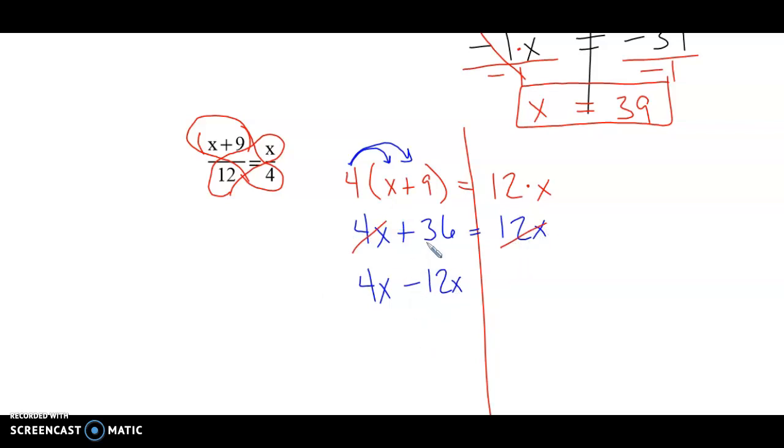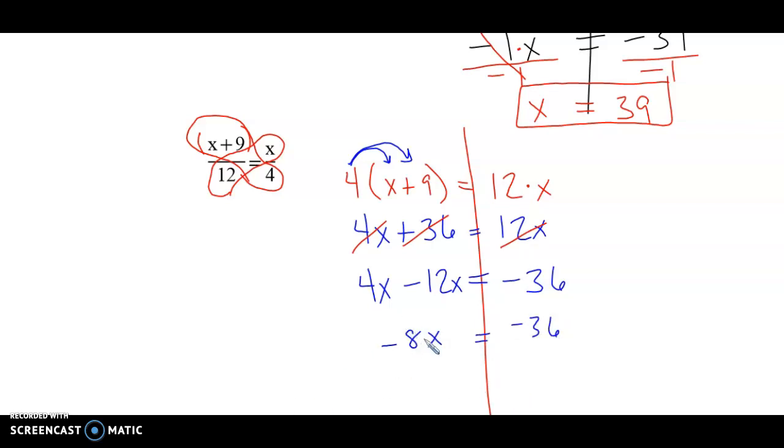They're already rewritten. Now, that positive 36, it doesn't have an x, it doesn't have a variable. So I want it on the opposite side. And again, to move it to the opposite side, I write the opposite. So instead of positive 36, I'm going to have a negative 36. And all I'm forgetting is my equal sign. So I'm going to bring that equal sign down. And here we go. Now I combine anything on the same side. So 4x minus 12x, we get negative 8x, then equals negative 36.